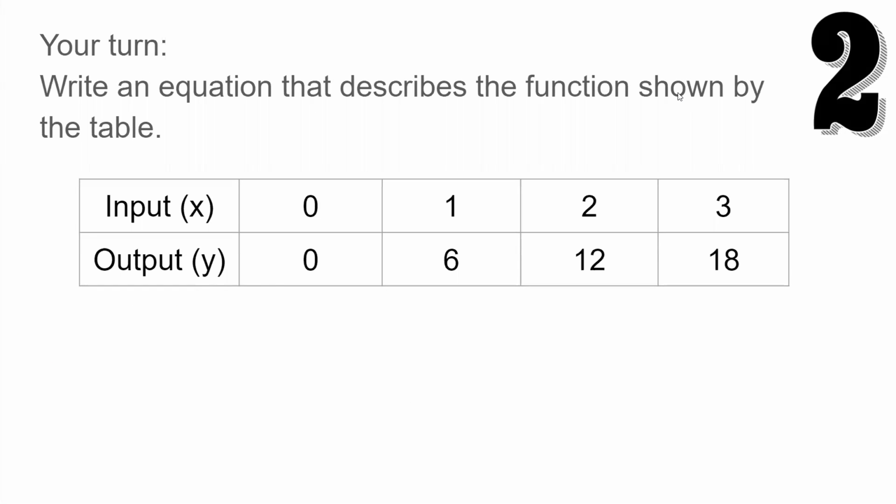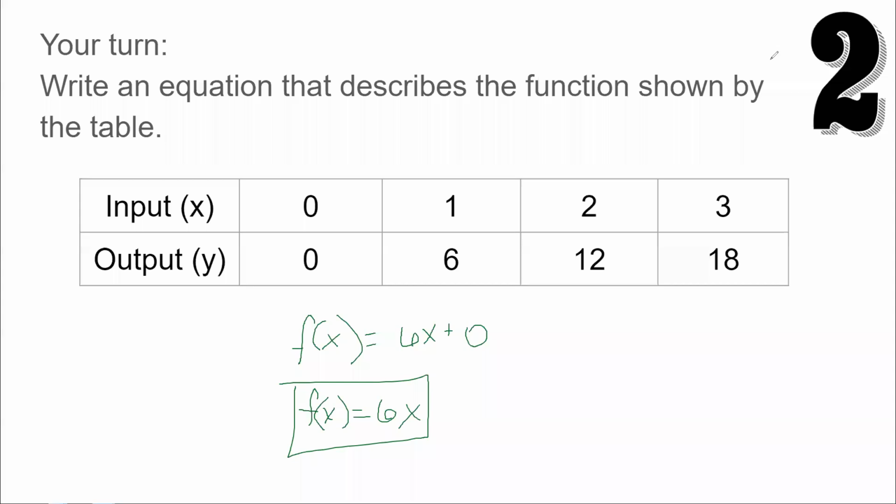Now it's your turn. I would like you to write an equation that describes the function of this table here. Hopefully you got f of x equals 6x, and then you could add a plus 0 if you would like, but to simplify it, we're just going to have that 6x there.